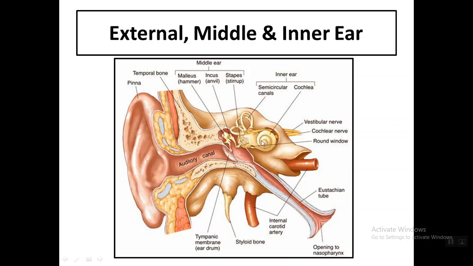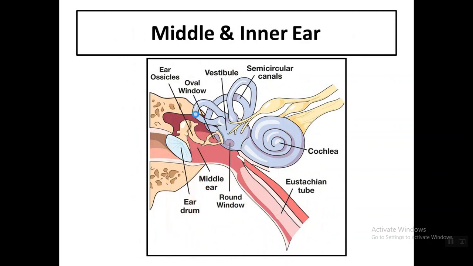The last part of the ear is the inner ear. As we said, it consists of the cochlea, vestibule, and the semicircular canals. It has two openings, called the oval window and the round window. The oval window fits the foot plate of the stapes. So these are the parts of the middle ear and the inner ear.